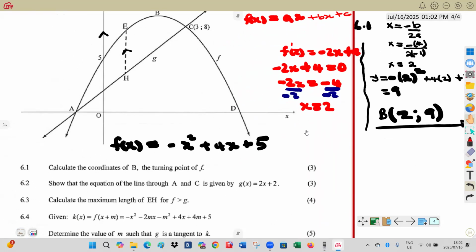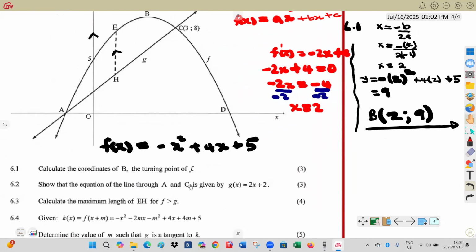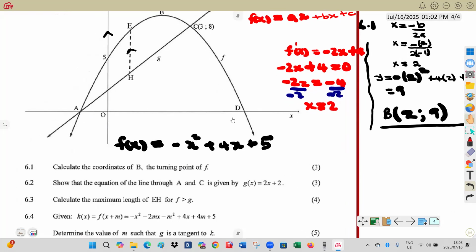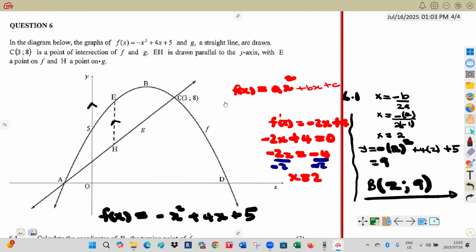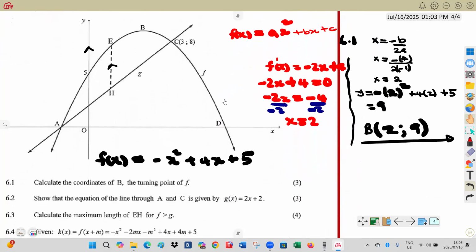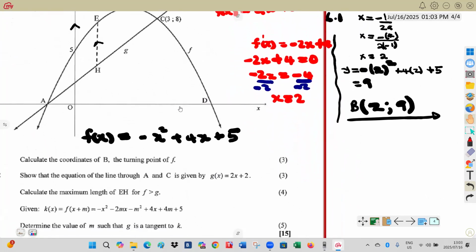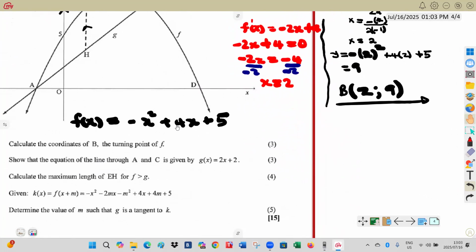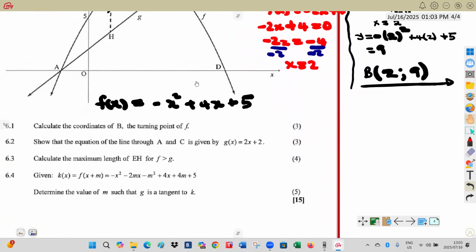Here, the next question, they were saying, show that the equation of line AC is given by that. What is the equation of this line AC? So it means we need the coordinates of A, since we have the coordinates of C already. For us to get the coordinates of A, did they say anything about A? So we go and check. As we can see, our A is the x-intercept, our D is the x-intercept. So to answer 6.2, we needed to know the x-intercepts.